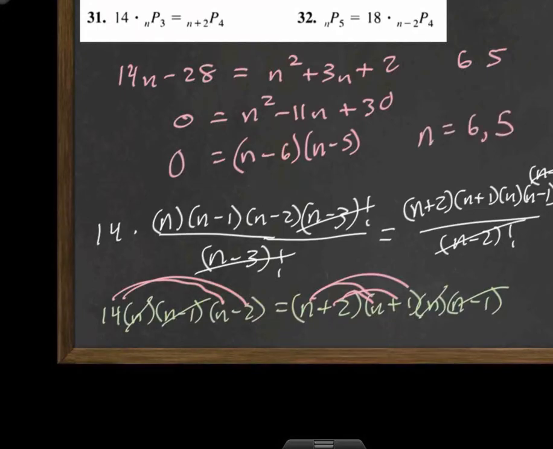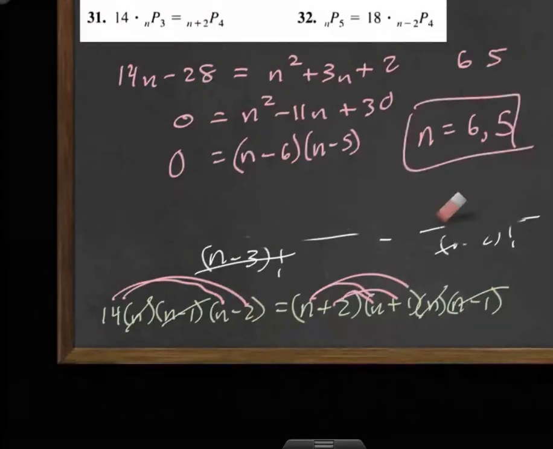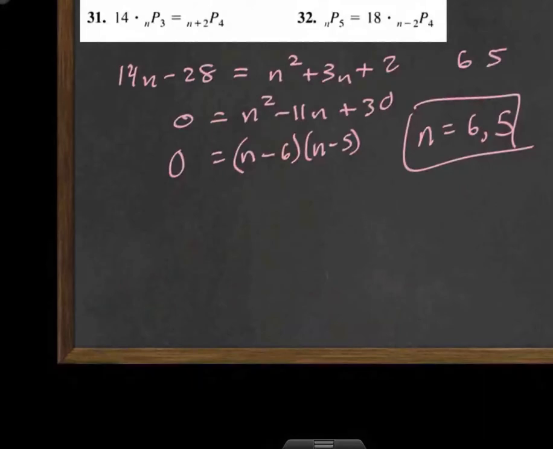I wonder if we should check that. Should we check our answer here? Let's see if that works. Now, some of you might have a scientific calculator, which has a permutation operation on there, which is kind of fun. You might be able to use that to help you out. Let's see if n was 6: permutation 3, and then the other side would be 6 plus 2, permutation 4. All right, let's see what we get here.